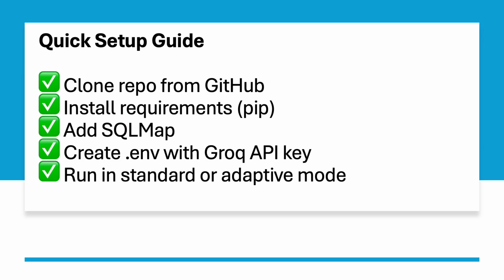All right, let's set it up. First, clone the repository. Second, install the dependencies. Third, clone SQLMap into the project folder. Fourth, add your Grok API key in the .env file. You can get the key at console.grok.com. That's it. You are ready to roll.